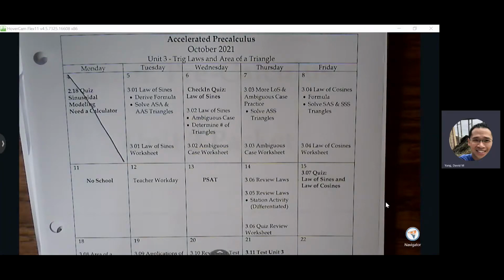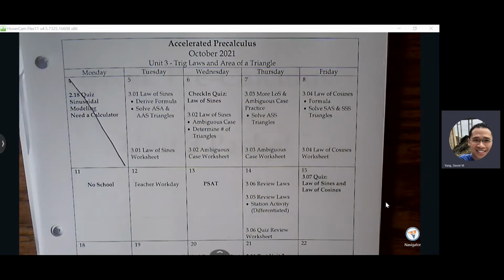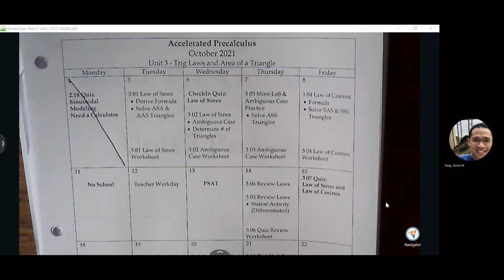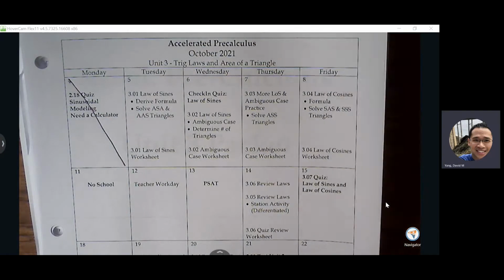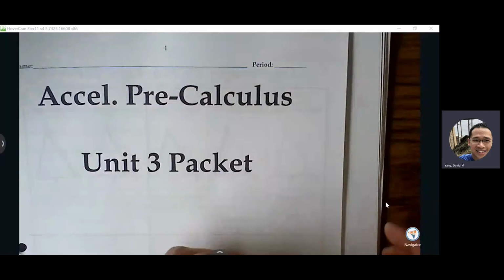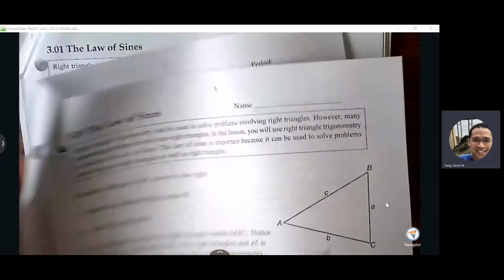All right, we're going to start a new unit today, unit 3. So we're going to go over law of sines. And let's start with notes.